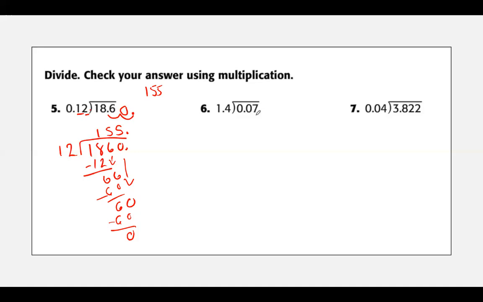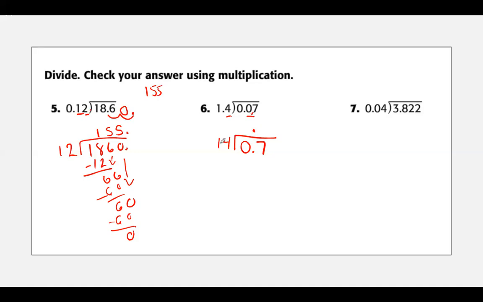Okay, so now number 6. We've got 7 100ths divided by 1 4/10. So I want to make this a whole number. So I'm going to move my decimal point over 1 place. And so now I've got to do the same thing with this one. So now my new number is 0, 7/10.